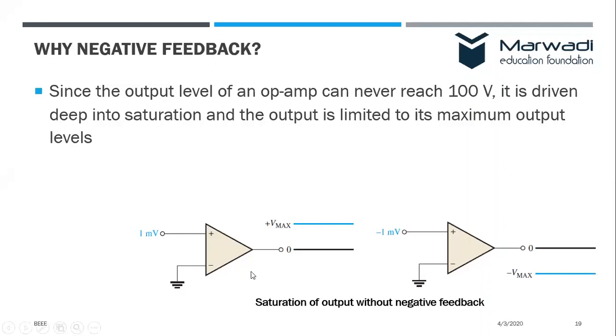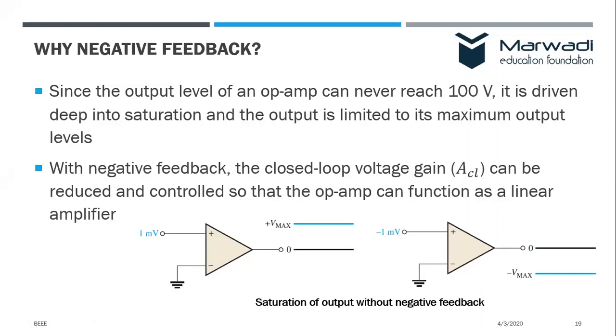Here we have, we can say, DC. Here also we have a DC. So if it is sinusoidal, we are going to get a square wave, right? So what we do with negative feedback, the closed loop voltage gain can be reduced, okay, and it can be controlled. So with controlled gain, we can use the operational amplifier as a linear amplifier, right?